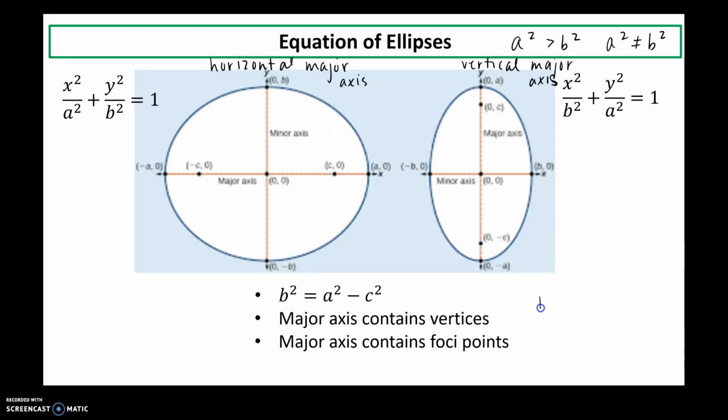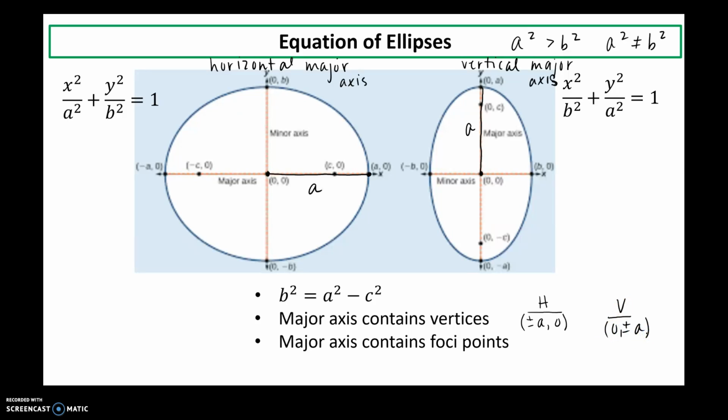So if we have a horizontal major axis, then our vertices are going to be, if our center is at 0, 0, plus or minus a, comma 0. Because from my center, I extend a units to get to the vertex. If I have a vertical major axis, well then it's always a from center to vertex, but now I'm moving along the y-axis, so my y values are changing.